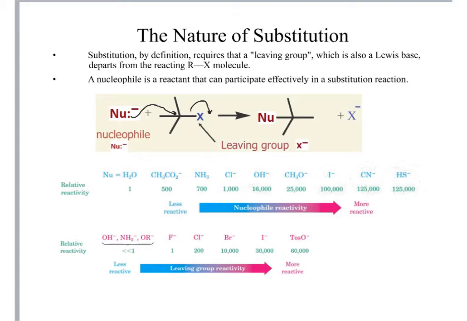As for the leaving group, the best leaving groups are tosylate, iodide, and bromide, which are weaker conjugate bases relative to fluoride and chloride. So if you think about the strength of the conjugate acids of fluoride ion versus iodide ion, think about HF, which is a much weaker acid than hydroiodic acid. The weaker the conjugate base, the better the leaving group.